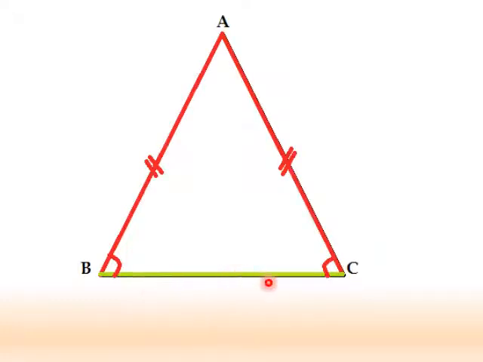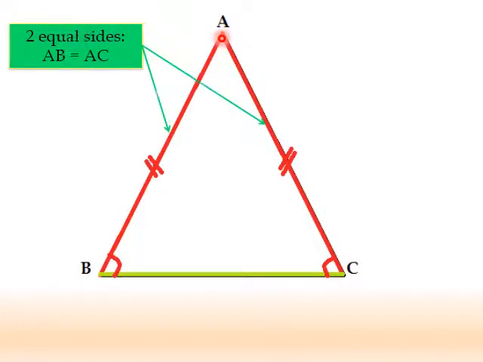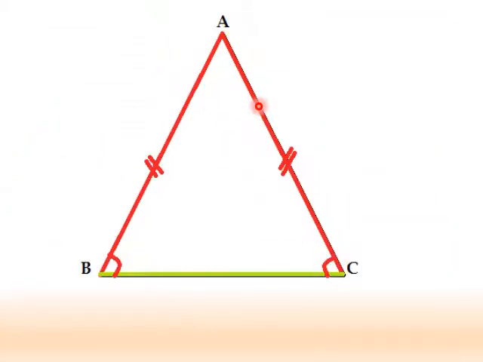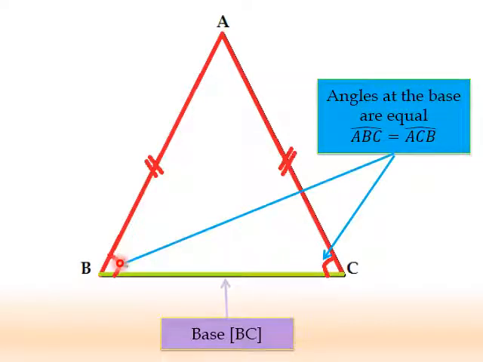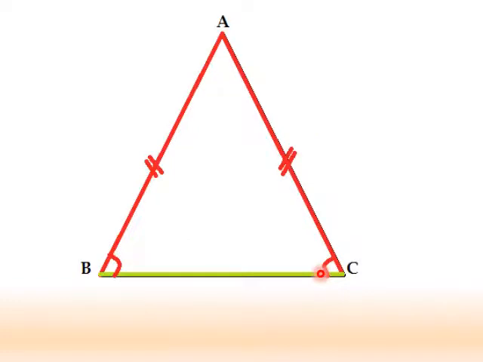Here is a triangle ABC. Given that AB equals AC, so A is the main vertex. It's the vertex holding the two equal sides. The side opposite to the main vertex is called the base, BC. Now, the angles ABC and ACB are equal. Why? Because base angles of isosceles are equal. It's a rule.